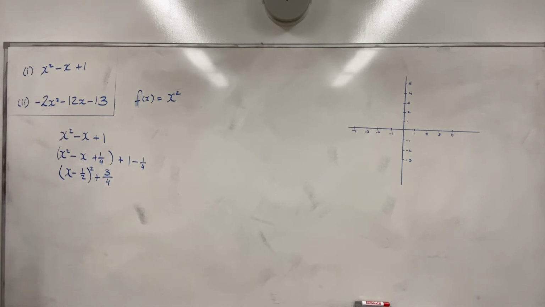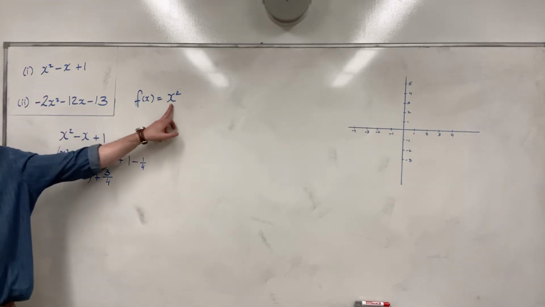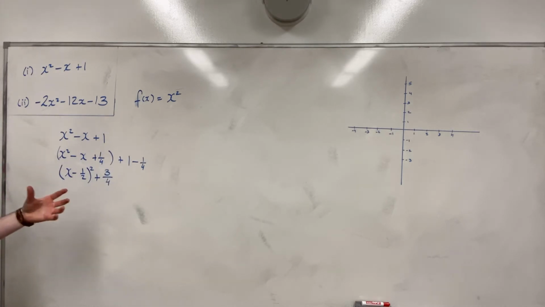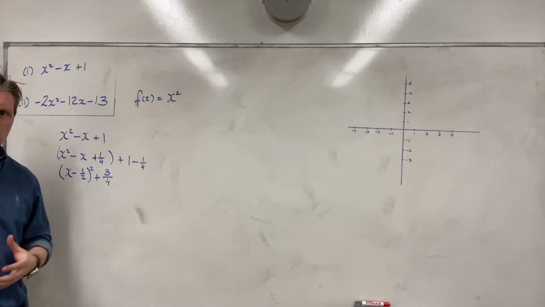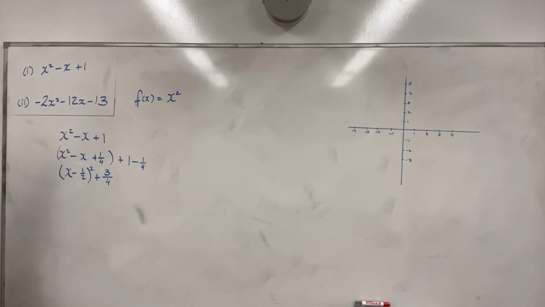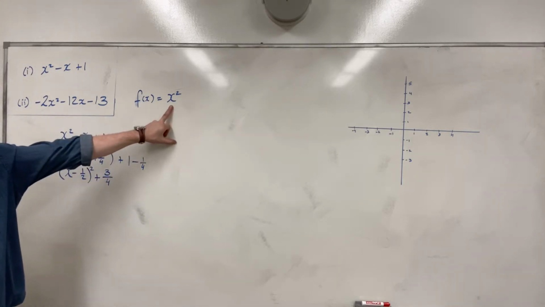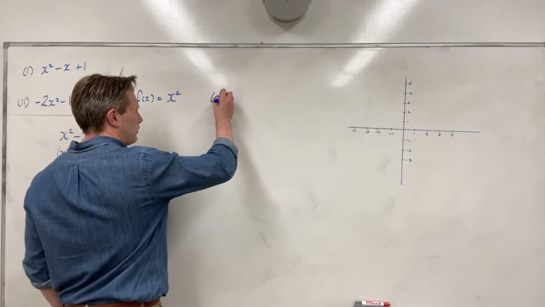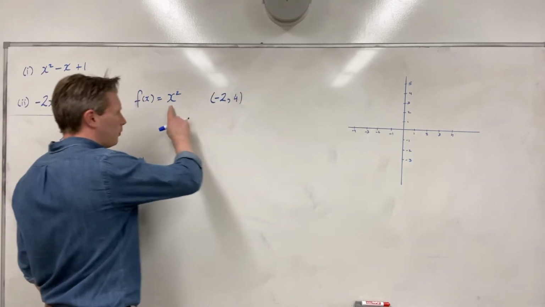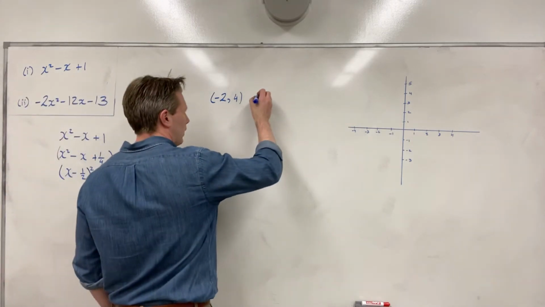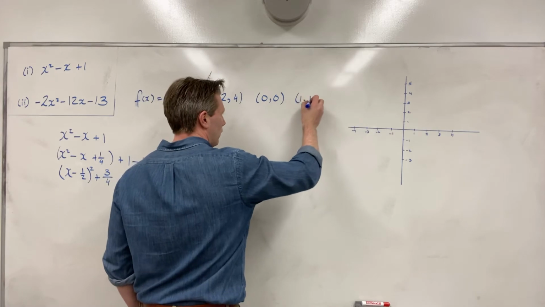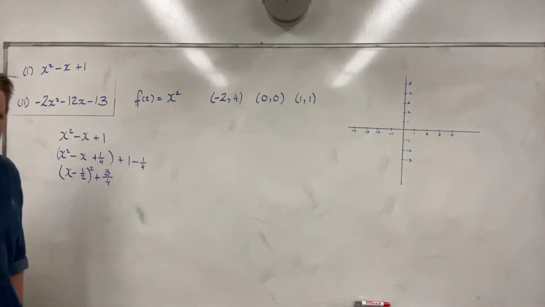All right, so what I'm going to do now is consider some points that are on this function, and then consider what transformations those points are going to undergo, or how those points are going to change. A couple of points that would be on f of x equals x squared, I'll just take 3. Might be negative 2, 4. That is a point on f of x. I'll take 0, 0. And let's say 1, 1. Those 3 points are on my original function.